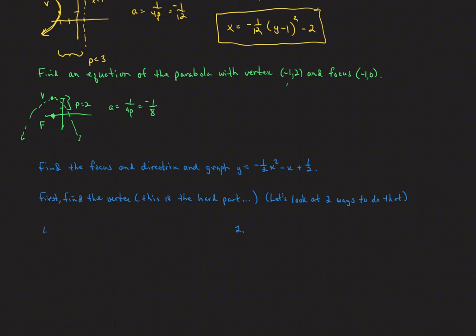Our vertex gives us the h and the k. Because it's a parabola that opens down, we're going to get y equals a times x minus h squared plus k. So that's going to be y equals negative 1/8 times x minus the negative 1, which is x plus 1, squared, and then plus k is going to be a plus 2. Okay? Okay, now a different kind of problem.